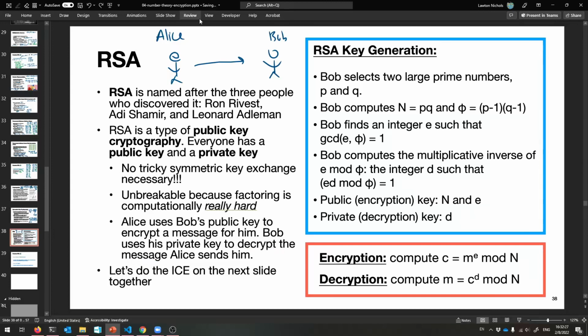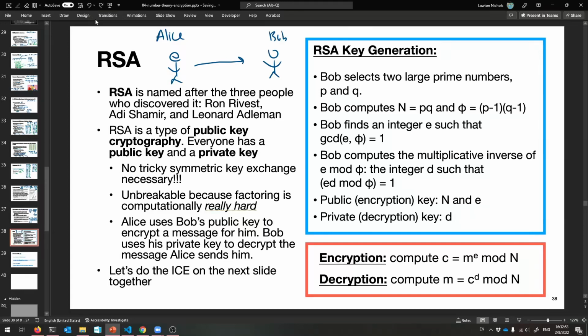Okay? And the reason this is unbreakable is because it comes down to integer math. It has to do with factoring very large numbers. Okay? And factoring is a very computationally hard problem. If you've heard that whole P equals NP question, this is a very hard problem to do. Okay? It's in that category. So factoring is very hard to do, and this will allow us to successfully encrypt a message.